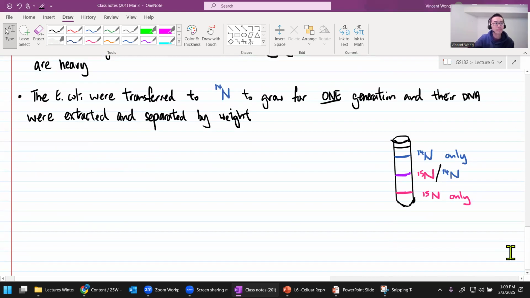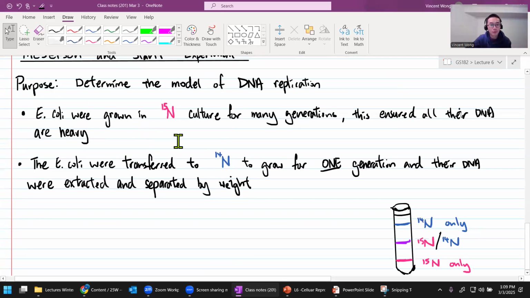I have one clarification, please. The N15 is transferred to N14, the E. coli? Yes, so they grew the E. coli in N15 for a very long time first. So all the DNA would be N15, and all of them would be pink, so to speak, okay? And then they transfer the E. coli to the N14 for one generation, and then they extract the DNA.